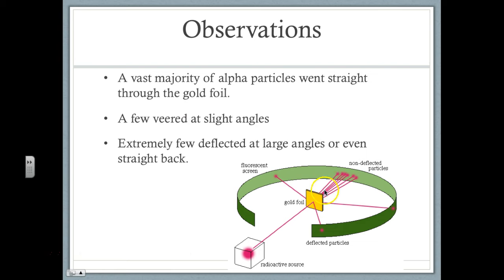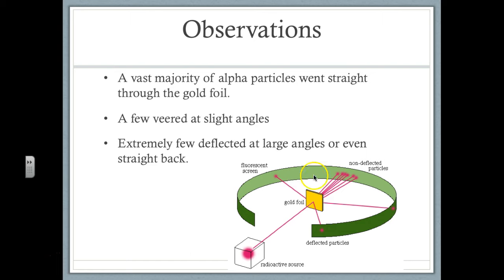Some of them veered off at very slight angles, which he kind of predicted because of the positive and negative charges. If alpha particles were positive, they would be attracted to the negative electrons and they would repel from the positive sphere that he believed existed. But something incredible happened. Extremely few, about 1 out of 10,000, I've seen it say 1 out of 8,000, but 1 out of 10,000 particles deflected at very large angles. Some of them even deflected straight back. Okay, this could not believe happened at all. This was completely crazy.